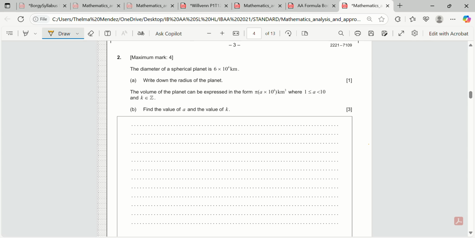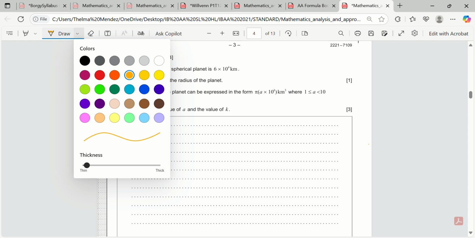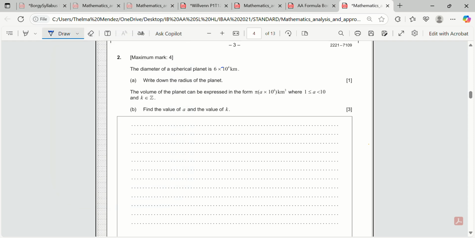Problem number 2. The diameter of a spherical planet is 6 times 10 raised to the 4th power. So we're asked to find the radius of the planet. So radius is equal to half of the diameter. So that's going to be 1/2 of your 6 times 10 raised to 4. That gives us 3 times 10 raised to the 4th power.